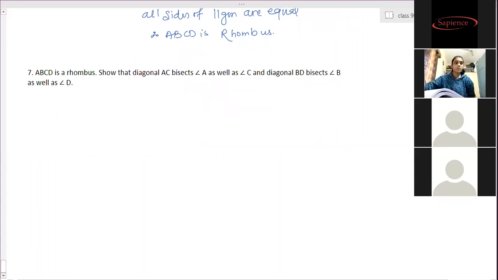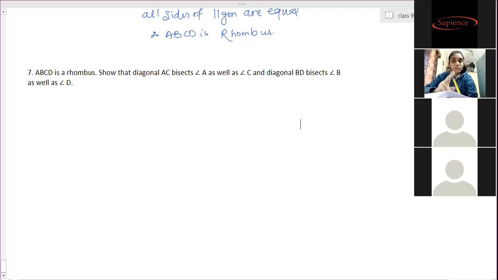Now this is the converse. Here it is given ABCD is a rhombus. Already they have given. Now what we have to prove? That the diagonal AC is bisecting angle A and angle C both. Second one is diagonal BD bisects angle B as well as angle D.